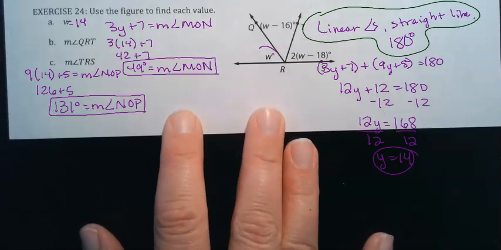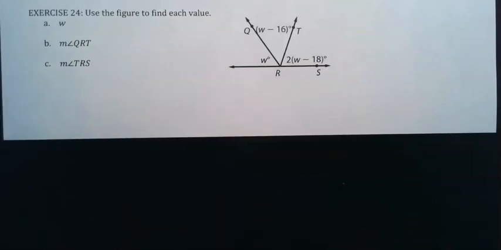Again, exercise 24. Not an example. So use the figure to find each value. Here we're looking for the value of W, then the measure of angle QRT, which is equal to W minus 16 degrees, and the measure of angle TRS, which is equal to 2 times the quantity W minus 18. All right, so what do we think about here? Well, we have these three angles that make up this straight line, right? We have three angles that make up a straight line.